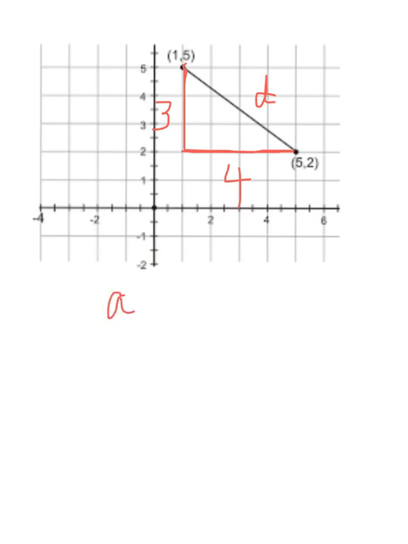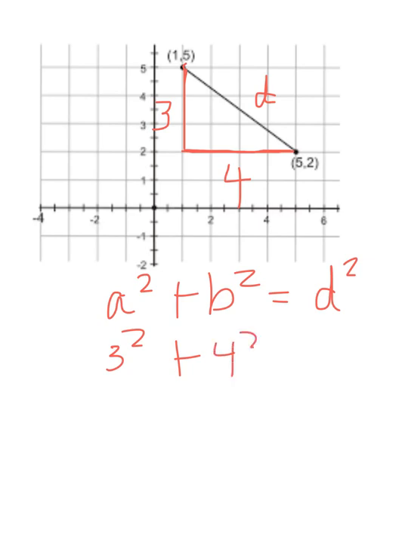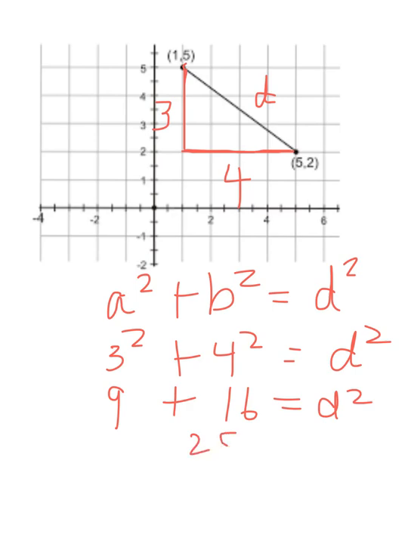I can write it down. a squared plus b squared equals, well, in this case, d squared for distance. 3 squared plus 4 squared equals d squared. 3 squared is 9. 4 squared is 16. 25 equals d squared. Take the square root of both sides.